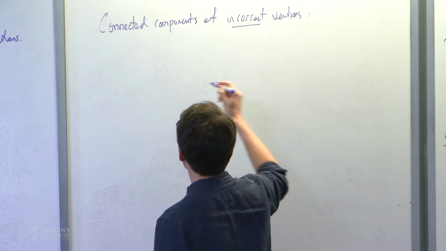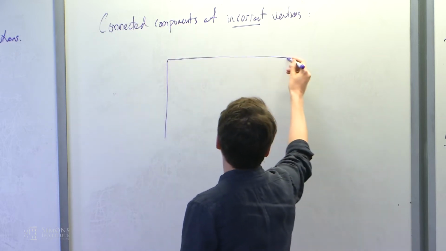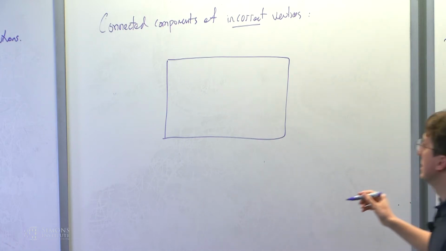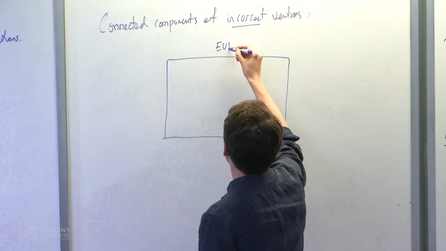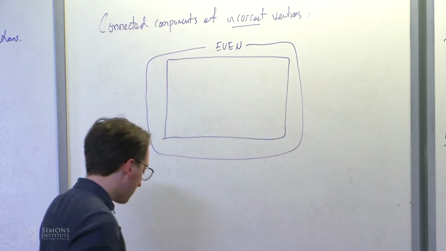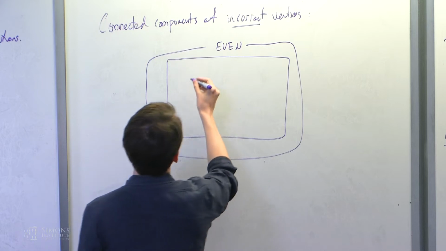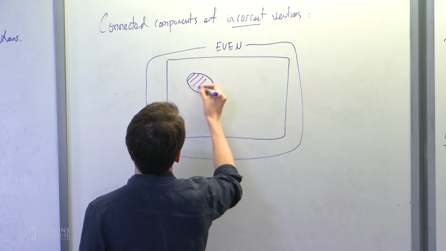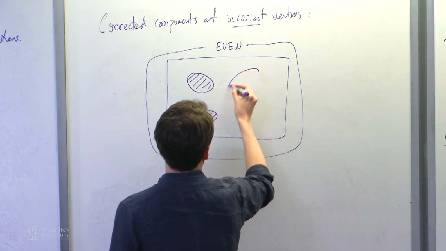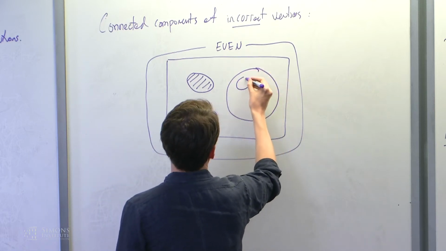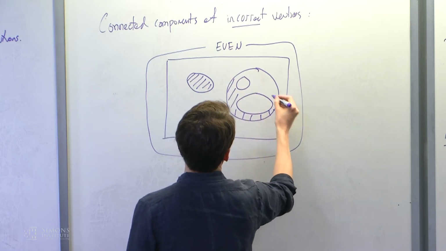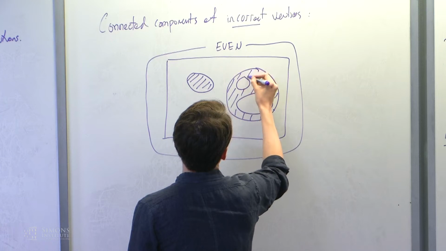So let's draw a picture. For simplicity, let's choose a nice subset of Z^d, like a box. And we have even boundary conditions all the way around. And I have some connected components of incorrect things, so schematically, maybe it's something like this. So all of the shaded region is indicating incorrect.